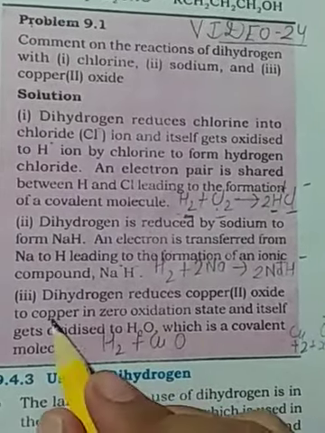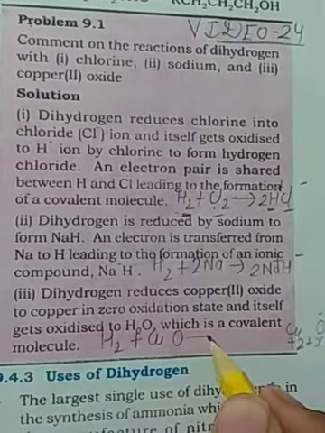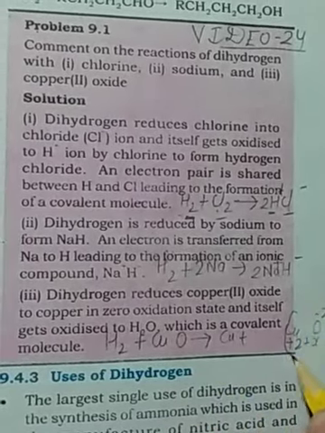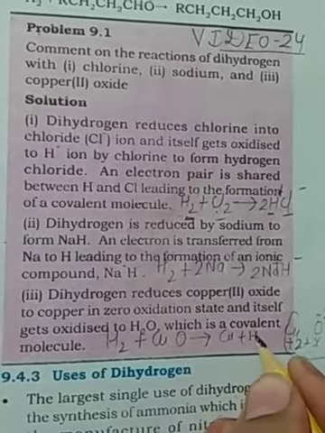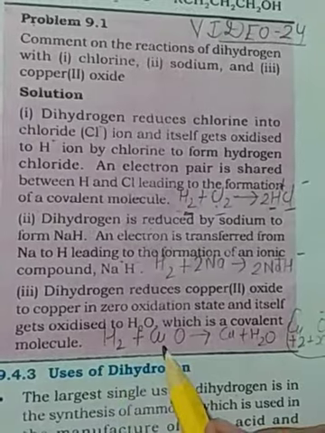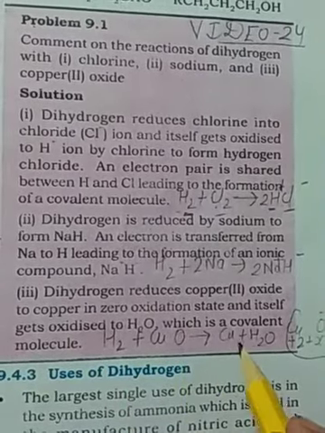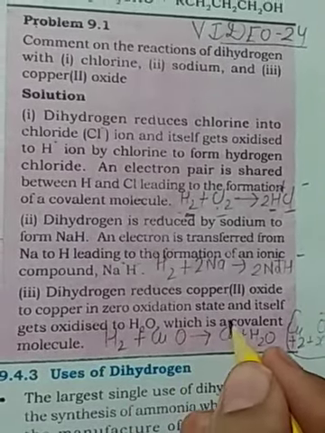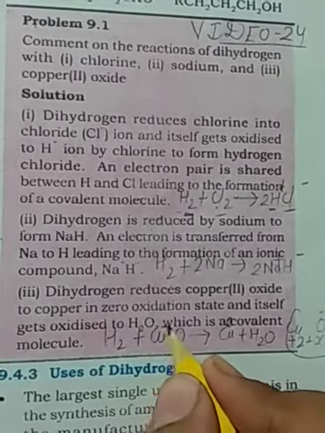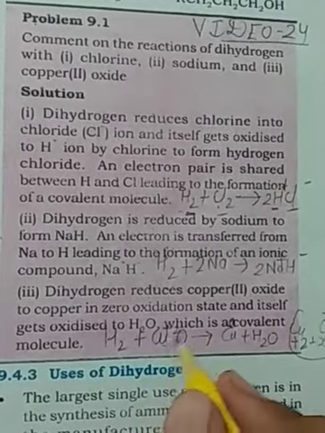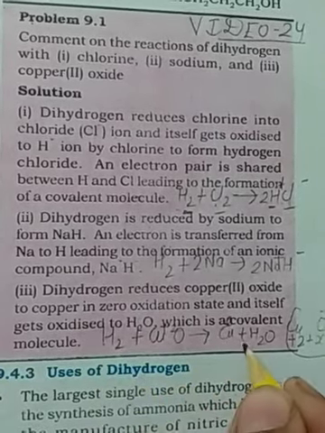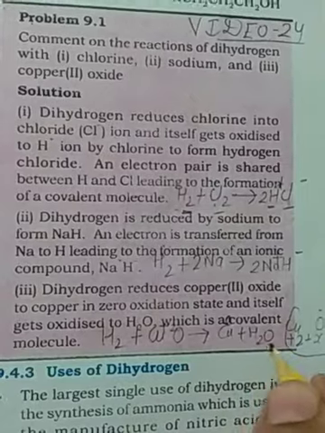Copper oxide is converted into copper Cu plus H2O. So dihydrogen reduces copper(II) oxide to copper, and copper here is in the 0 oxidation state, whereas in the oxide copper is plus 2. Dihydrogen itself gets oxidized to water, which is a covalent molecule.